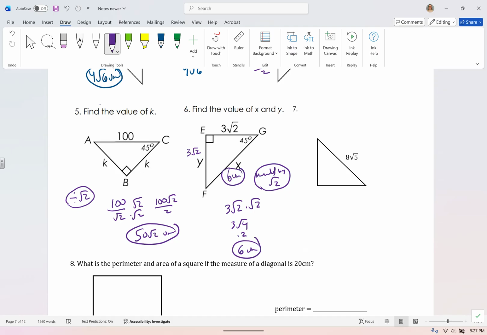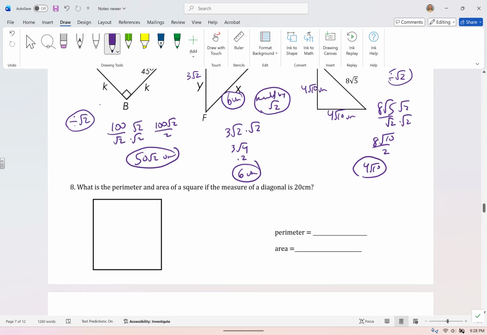And here we know the hypotenuse. We're going to divide by root 2. So 8 root 5 divided by root 2. We can't leave it like that. We've got to rationalize it. You get 8 root 10 over 2, or 4 root 10. And that's units. This is 4 root 10 and that's units. All right, there we go. All right, last one.